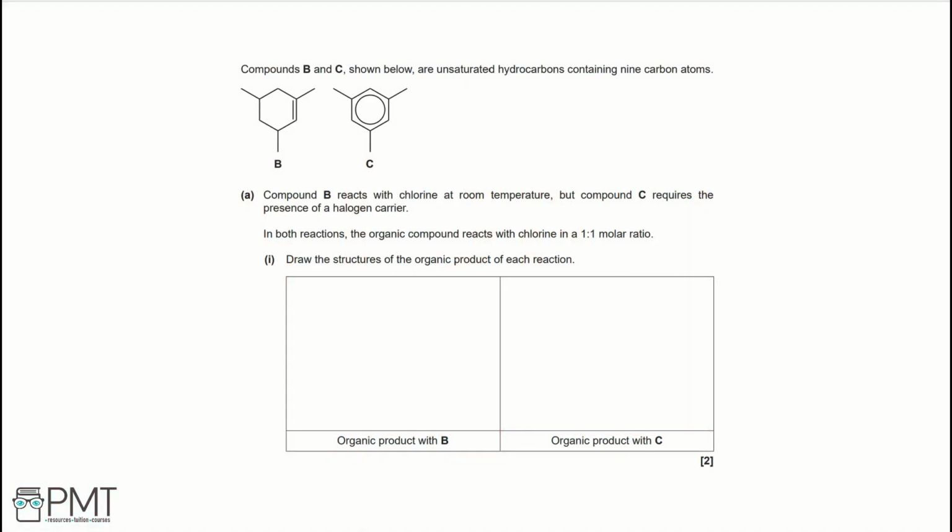Compounds B and C shown below are unsaturated hydrocarbons containing 9 carbon atoms. Part A. Compound B reacts with chlorine at room temperature, but compound C requires the presence of a halogen carrier. In both reactions, the organic compound reacts with chlorine in a 1:1 molar ratio. Part 1. Draw the structures of the organic product of each reaction.